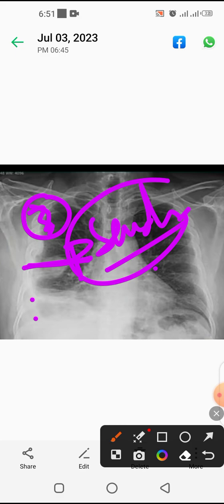Well, the fourth differential can be lymphangitis carcinomatosa. That's again a malignancy, that is a lymphatic spread of malignancy.